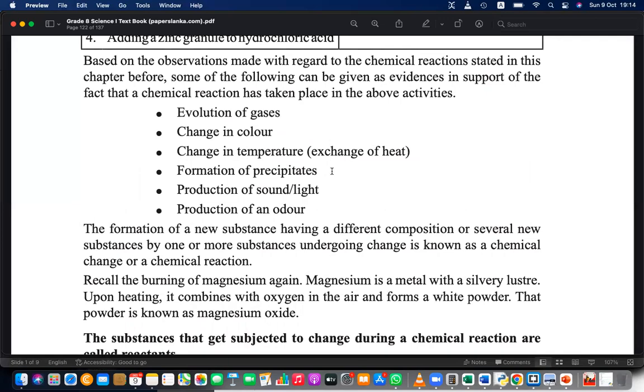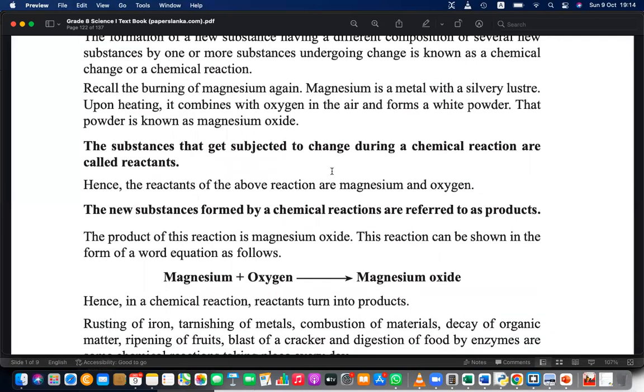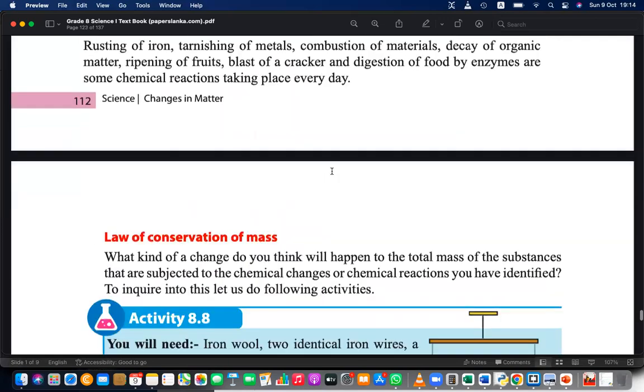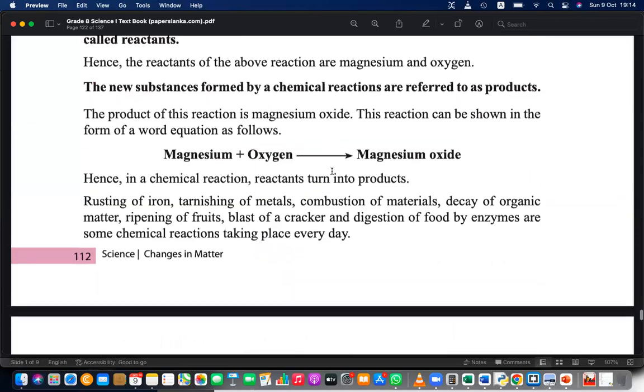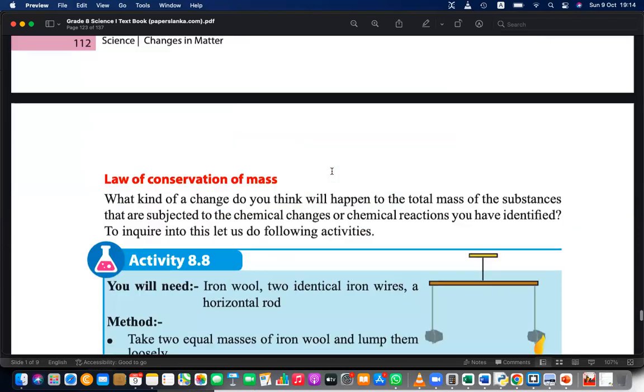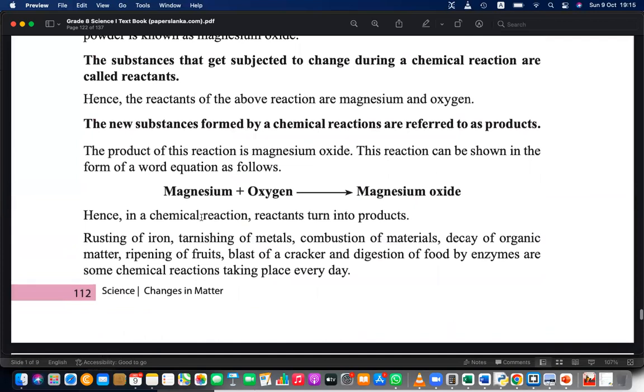These kinds of things can be observed. Actually, now I think we need to know about the physical reactions and chemical reactions. So this is magnesium again. When you burn magnesium in the environment, it will create magnesium oxide, the white color dust, right? And there will be a bright light.